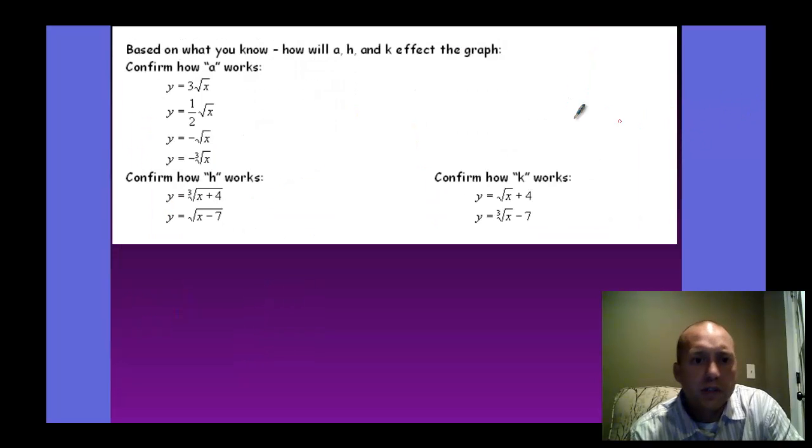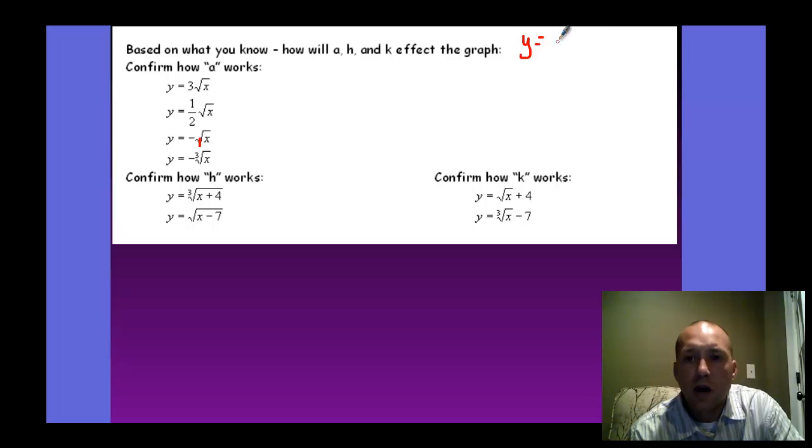All we're going to do to our graphs is look at how some of these values affect it. What does this number in front here do to our graph? We should recall from our previous sections that the number multiplied to the x is called a. And so we've seen it before.